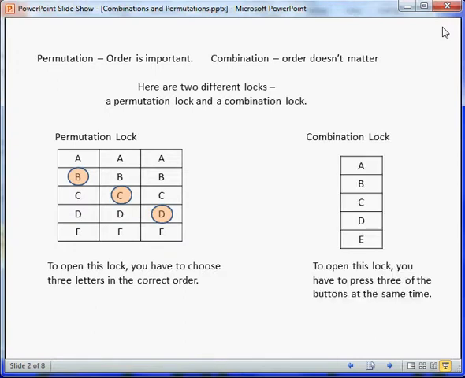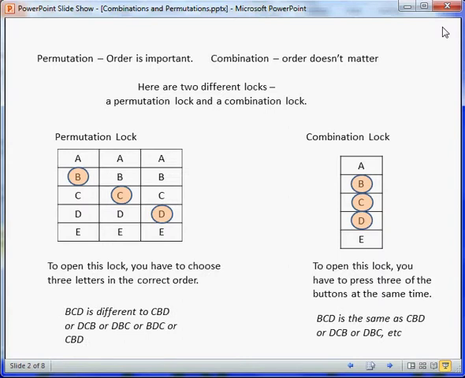Combination lock, you just have to press three buttons at the same time. So B, C, D. Okay, both the permutation and the combination were B, C, D, but with the permutation lock, BCD is different to CBD or DCB or DBC or BDC or CDB, but with combination lock, all those things are the same. Okay, so there'll always be more permutations than combinations.